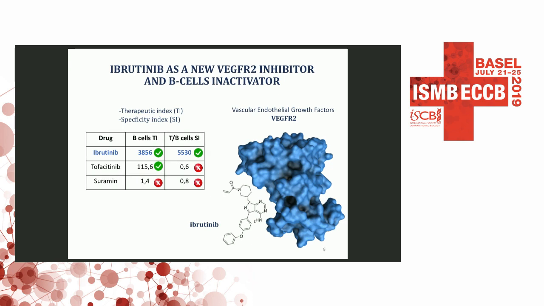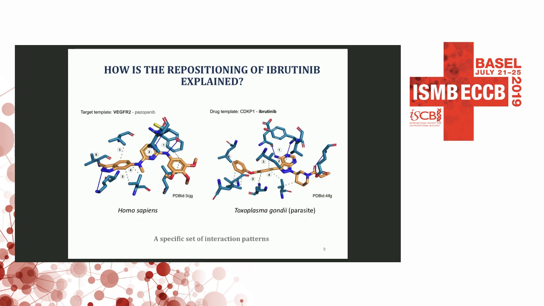deactivators of B cells, ibrutinib, tofacitinib, and suramin, and the guys in Leuven did a B cell inactivation test based on 2 indexes. The first one was measuring whether the drug is able to inactivate B cells without killing the cell, and the second one, the specificity index, is checking whether the drug is able to inactivate only B cells, not T cells. And finally, only ibrutinib was positive in both parameters, and this is how we came up with our results. So the repositioning is explained with the interactions, similar in both the target template and the drug template.